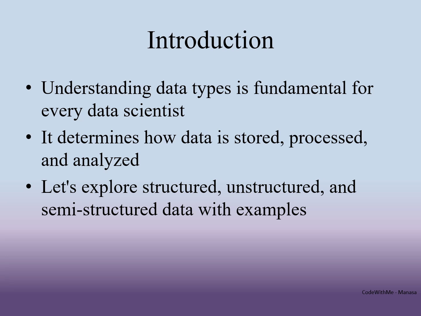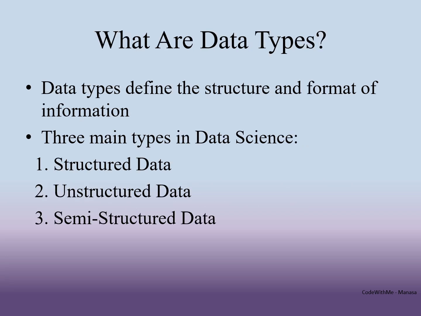So, data comes in many forms, from Excel tables and text files to videos and sensor logs. As data scientists, understanding the type of data we are working with helps us decide how to collect, clean, and analyze it efficiently. So, what are the data types? In data science, we have three types of data: structured data, unstructured data, and semi-structured data. Each of these has its own characteristics, challenges, and use cases. Let's explore them one by one.